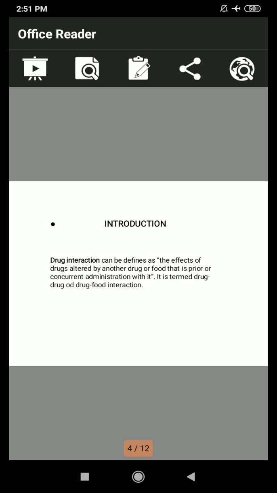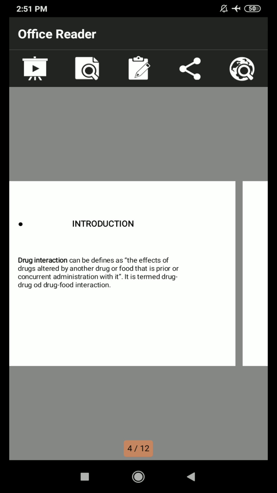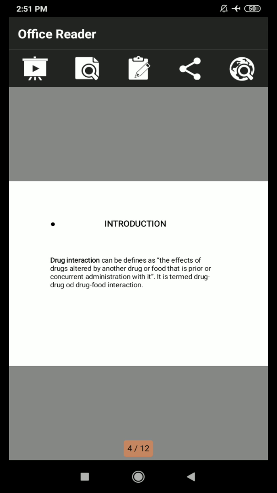The phenomenon of drug interaction cannot be correlated with drug or therapeutic incompatibility because it occurs merely due to pharmacokinetic or pharmacodynamic changes taking place inside the body. Then the definition of drug interaction: drug interaction can be defined as the effect of a drug altered by another drug or food that is prior or concurrent administration with it. It is termed drug-drug or drug-food interaction.